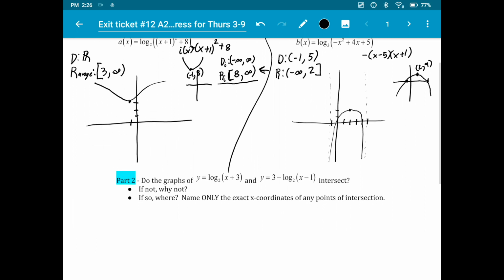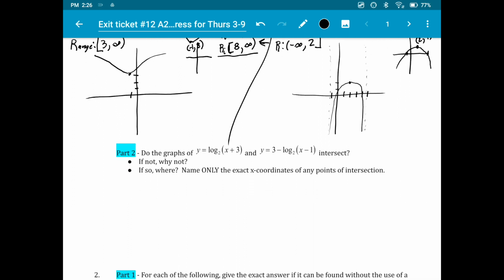For part 2, we want to see if the graphs of log base 2 of (x plus 3) and 3 minus log base 2 of (x minus 1) intersect. So to figure this out, all we have to do is set them equal to each other. So we say log base 2 of (x plus 3) is equal to 3 minus log base 2 of (x minus 1). And if I add log base 2 of (x minus 1) to both sides, I get that 3 is equal to log base 2 of (x plus 3) plus log base 2 of (x minus 1).